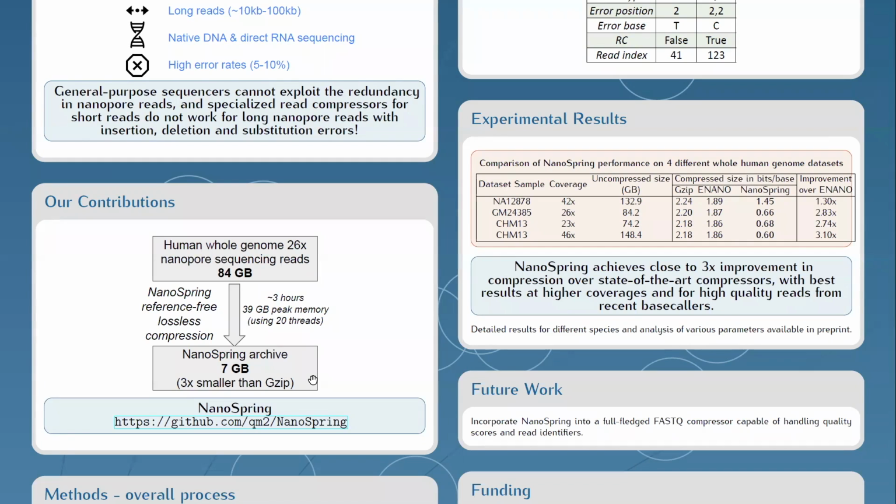Therefore, for our work, we developed NanoSpring, which is a lossless reference-free compressor for nanopore sequencing reads. As shown in the schematic here, NanoSpring could compress a nanopore sequencing read file of size 84 gigabytes, a whole human genome, into a compressed archive of size 7 gigabytes. This compressed archive is 3 times smaller than that using gzip. The computational requirements of NanoSpring are practical, although it uses more time and memory than previous tools. NanoSpring is freely available online at the link in the box.